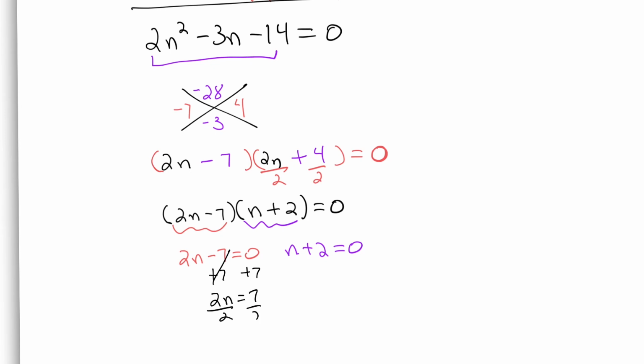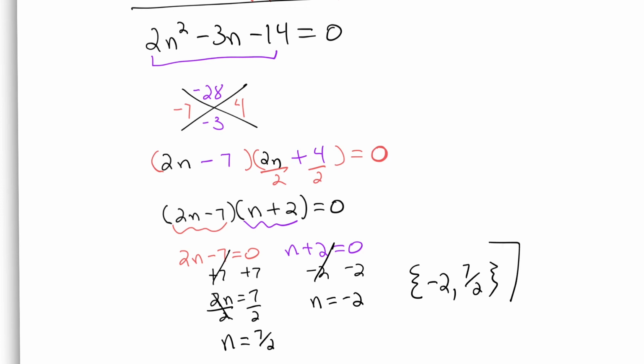Divide by 2. So we get n equals 7 over 2. And the second one, subtract 2 from both sides. So n equals negative 2. So my two answers, two solutions, will be negative 2 and 7 over 2. So those are my two solutions, answers, because it is a quadratic equation. And I use brackets because they're the values of the variable.